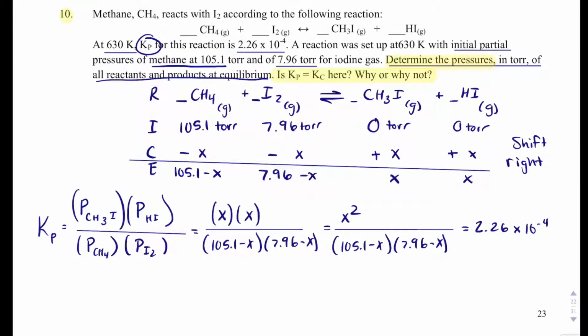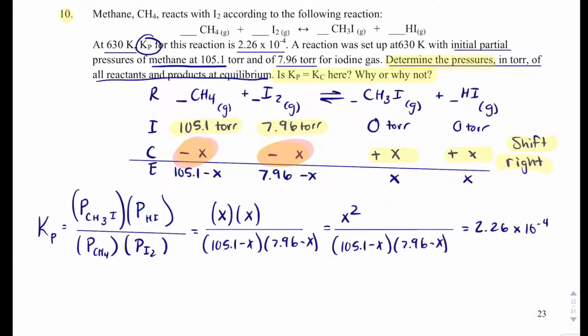What we can do is make our life a little bit simpler. Even though I'm saying that the reaction is shifting right, because it will, it's not going to form that many products in terms of their value. And so x is going to be a very, very small number compared to what we started with. So even though I can get the exact value of x using the quadratic formula, these minus x's, which I'll highlight in red here, are not really going to be significant.